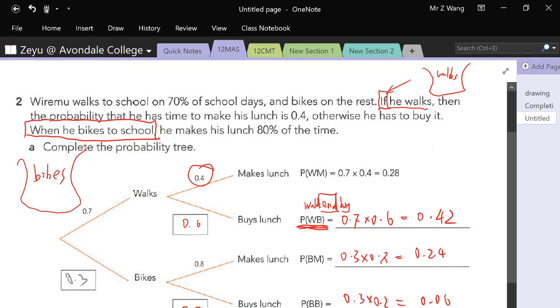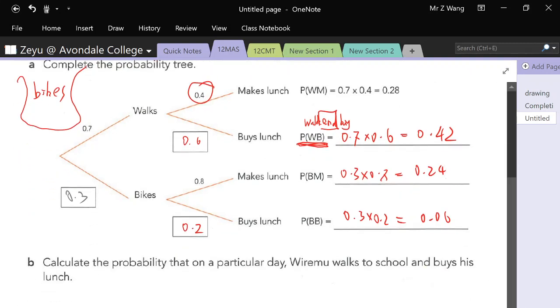Now, how to check if your tree diagram is correct? To make sure they're all equal to 1. Yes, you see these two equal to 1, and these two equal to 1, these two equal to 1, and if you add up these four, they will give you 1. That shows you actually have a plausible tree diagram.